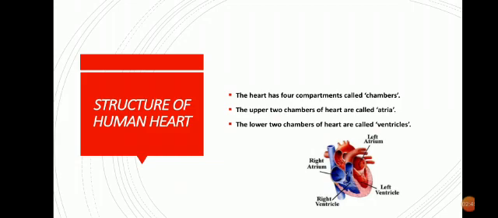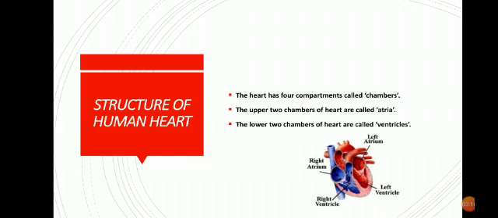The upper two chambers of the heart are called atria. The singular of atria is atrium. The lower two chambers of the heart are known as ventricles. So in the upper part of the heart, two atria are there, that is the right atrium and the left atrium. Similarly, the lower portion of the heart consists of two chambers: one is the right ventricle, another is the left ventricle.